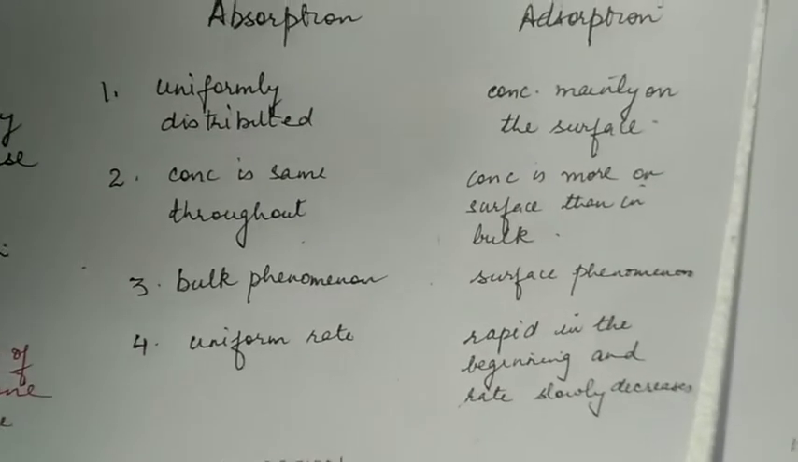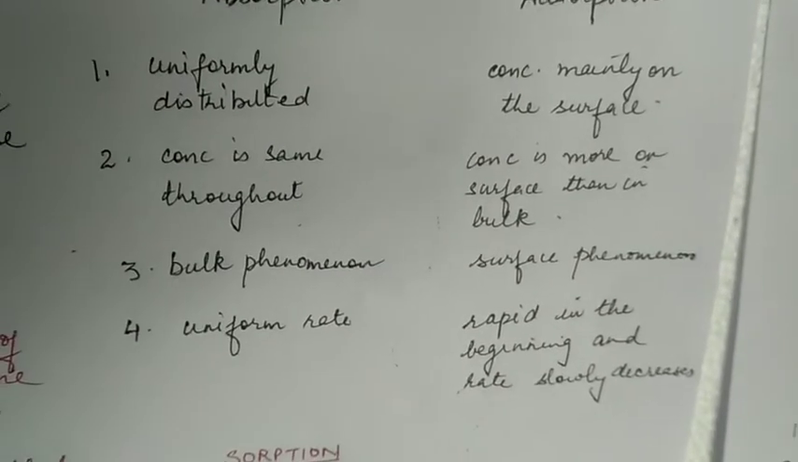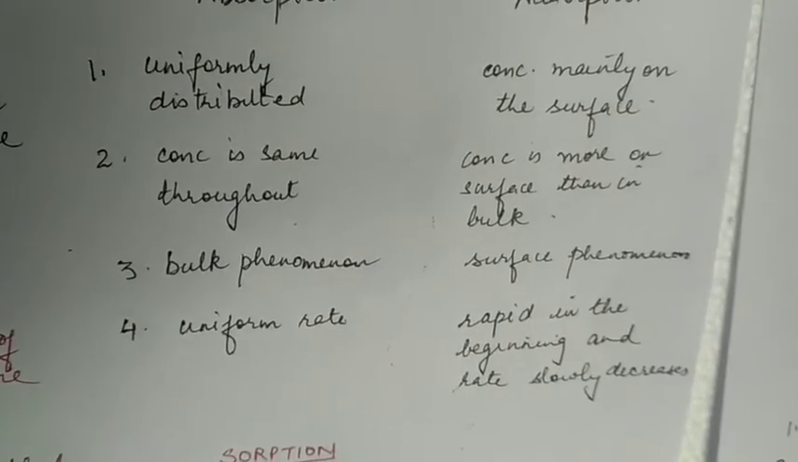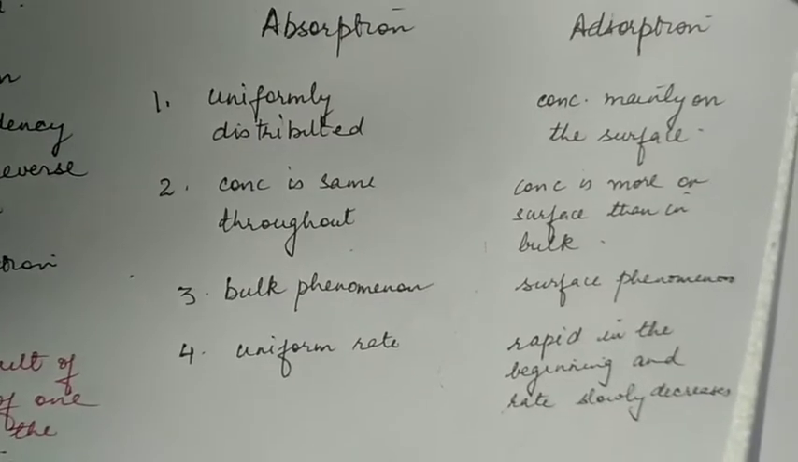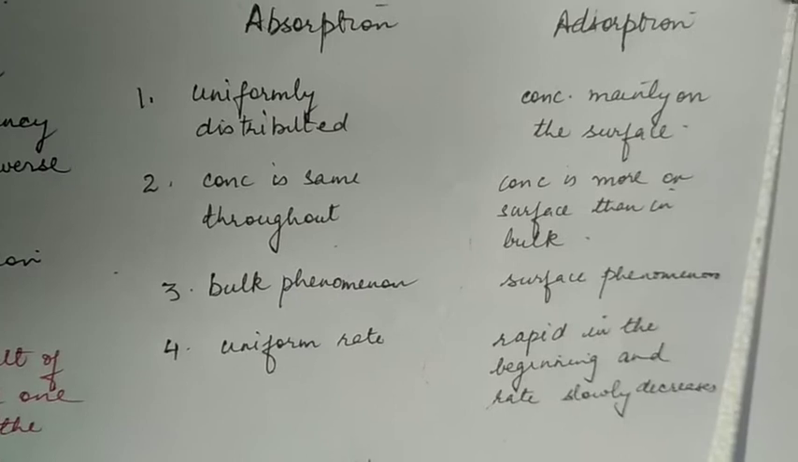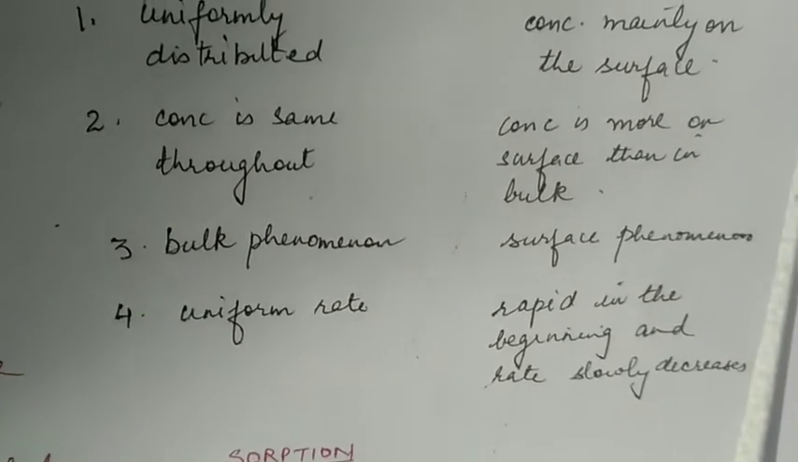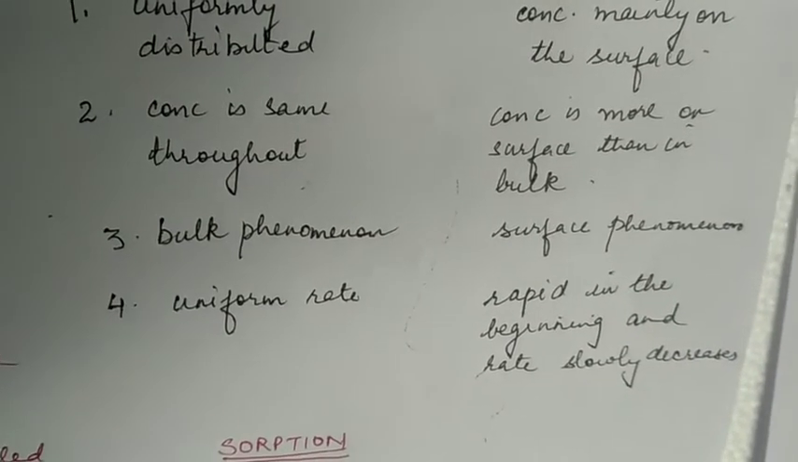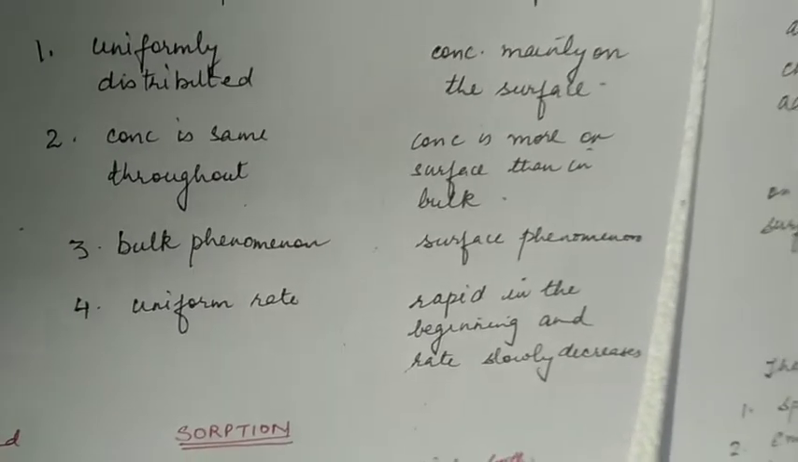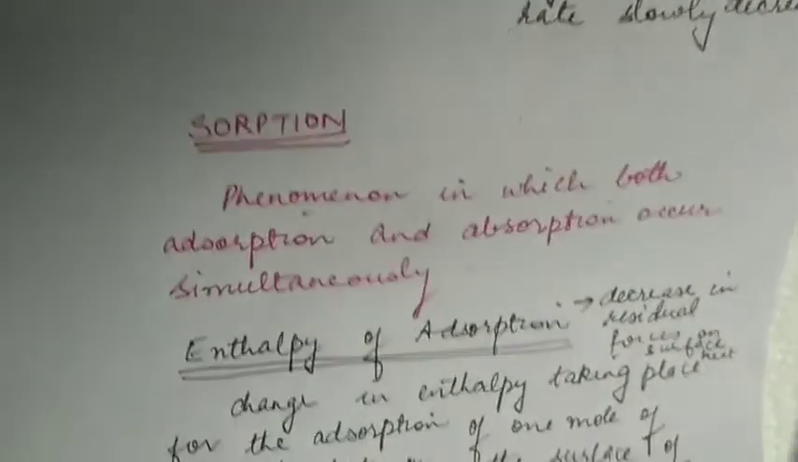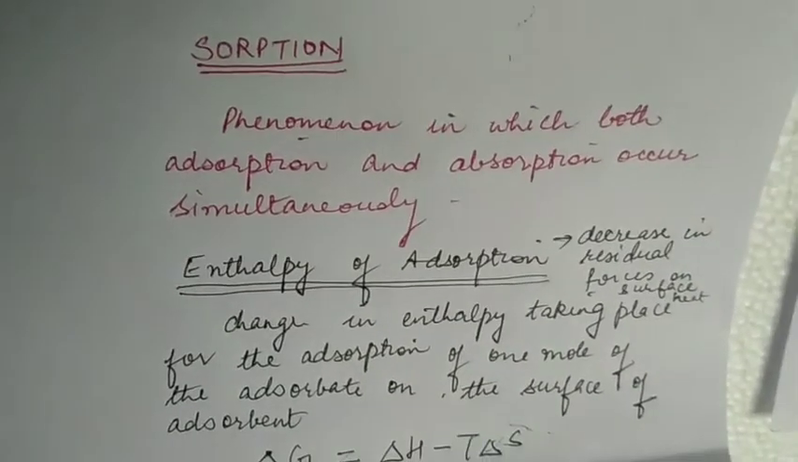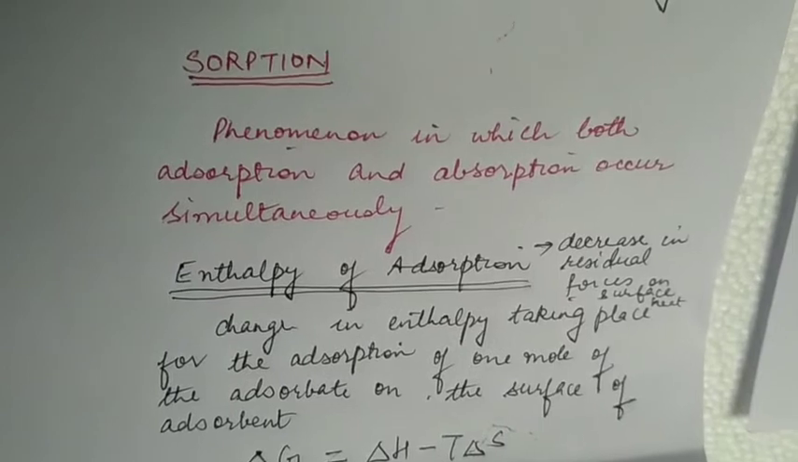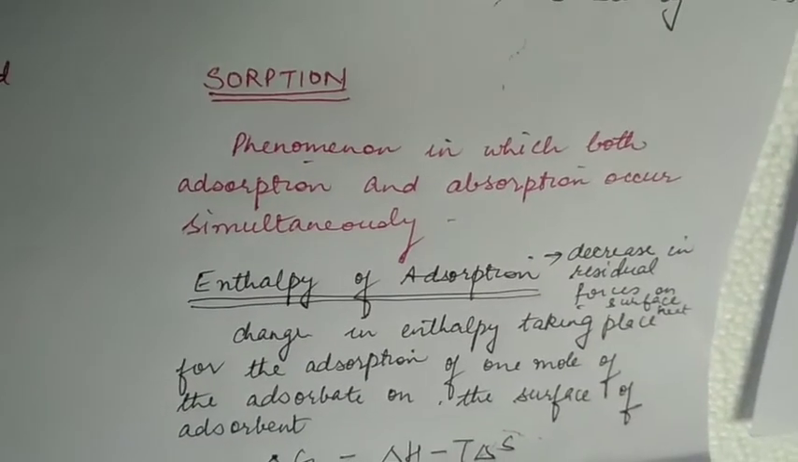In absorption, concentration is the same throughout. In adsorption, concentration is more on the surface than in the bulk. Adsorption is a surface phenomenon. Absorption is a bulk phenomenon. Absorption occurs at a uniform rate. Adsorption is rapid in the beginning and the rate slowly decreases. Sometimes both adsorption and absorption occur simultaneously. This is called sorption.